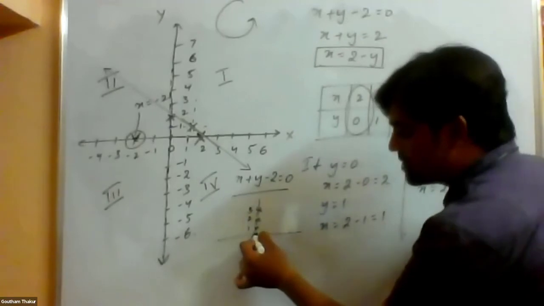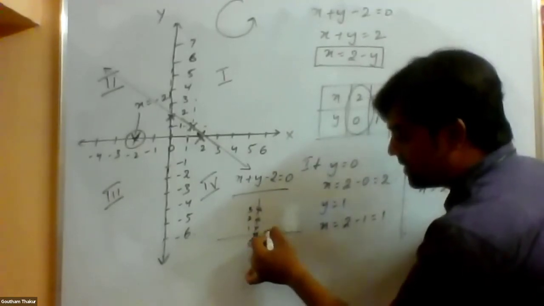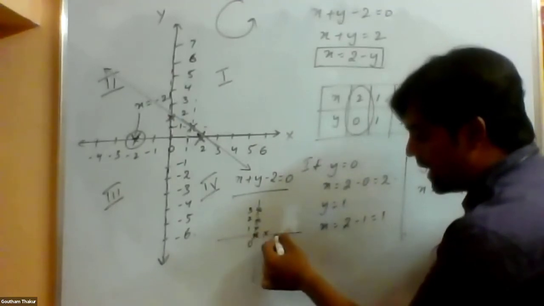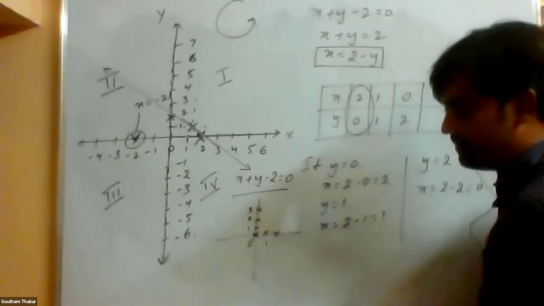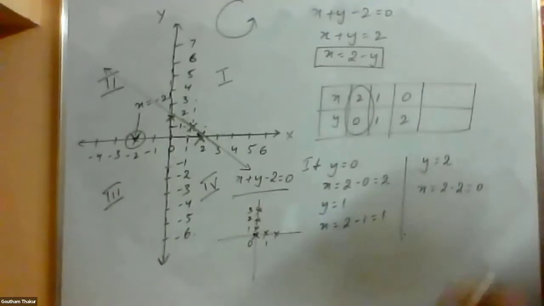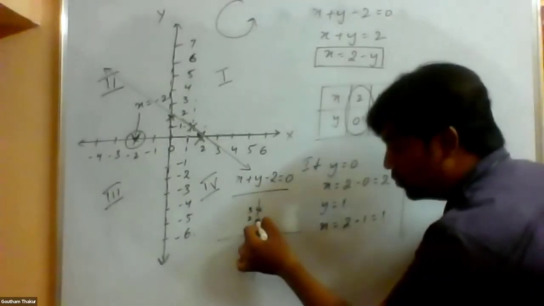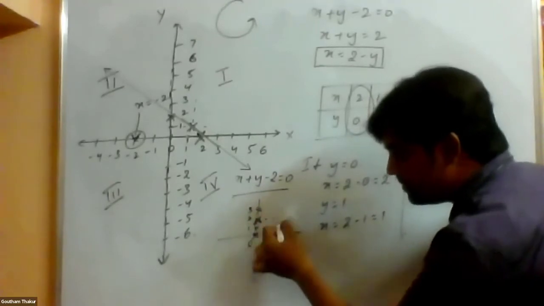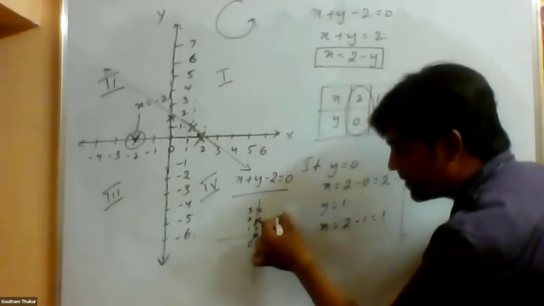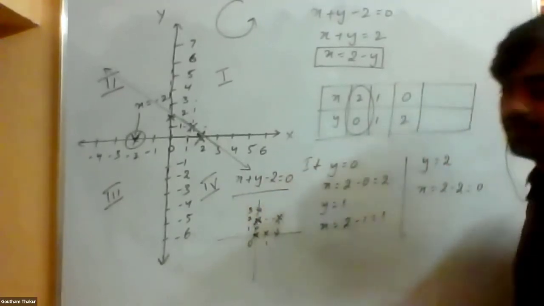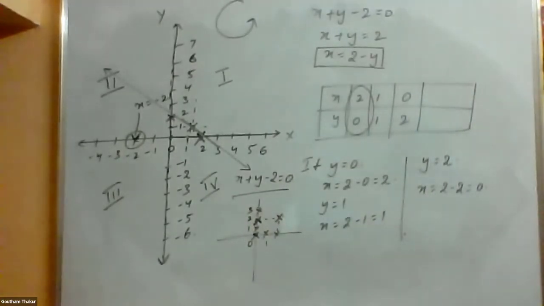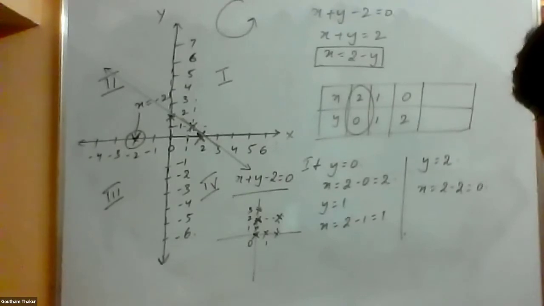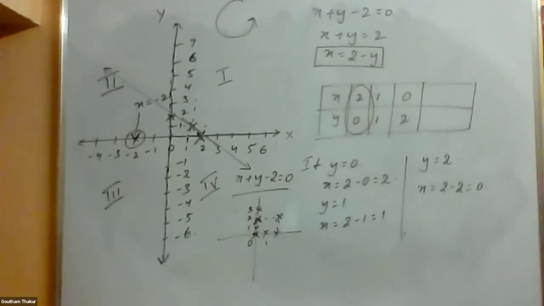When I say y is equal to 0, x is equal to 1, it will come over here. When I say y is equal to 0, x is equal to 2, it will come over here. Or when I say y is equal to 2 and x is also equal to 2, it will come over here. Like this. Okay? Got it? In this way.